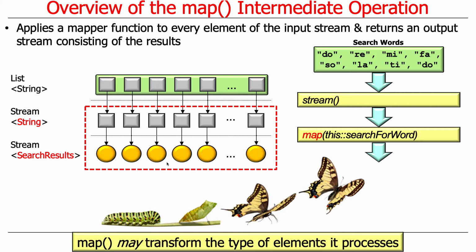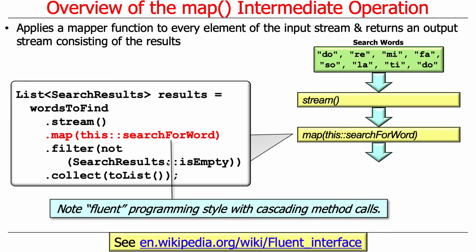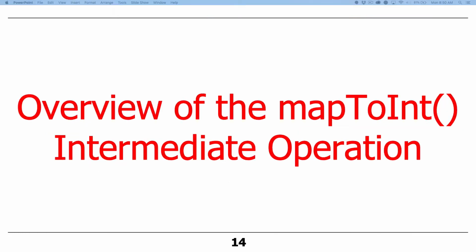You don't have to transform. Obviously, you could do a string-to-string transformation. For example, you might go from uppercase to lowercase or something like that. But you can do transformations. And this is the way we do it. We have the map operation as a fluent, cascading set of method calls. So that's map.